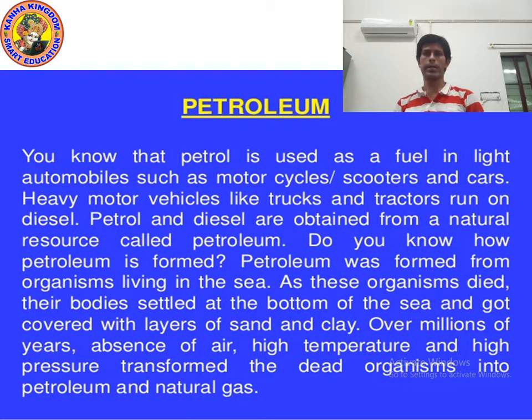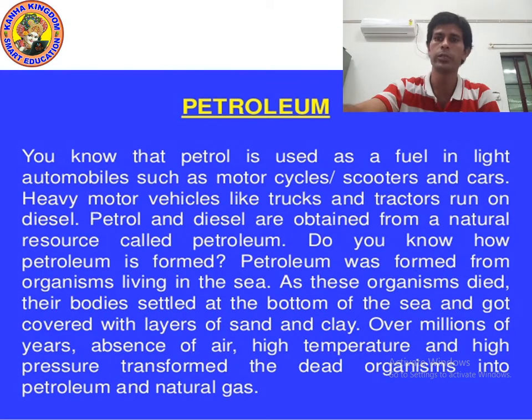So thus we get petroleum and natural gas. I already explained this in the previous class. When the living organisms which lived in the sea died, they were covered with a layer of sand and clay over millions of years, in the absence of air, under temperature and pressure. Due to the temperature and pressure, the dead organisms converted into petroleum and natural gas. Okay, now let's move on to the next point.